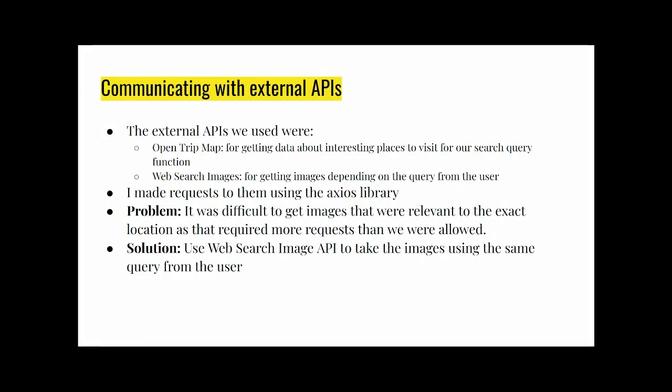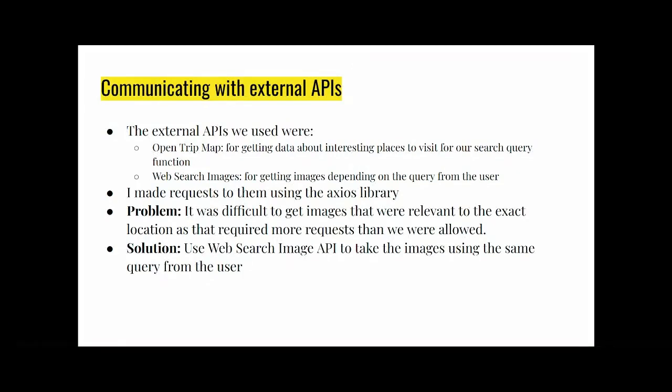Basically, the problem was that getting the images to appear on the search results with the exact location exceeded our free plan's number of requests per second, unless we were going to really limit the number of search results to only two or three. So to get around this, we couldn't actually get exact search results. I'm trying to explain it with a user example.